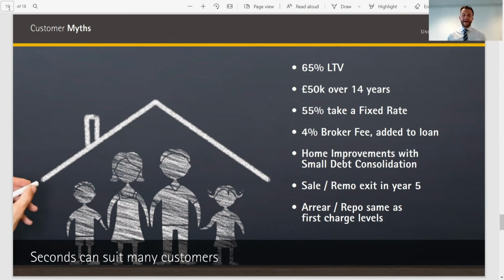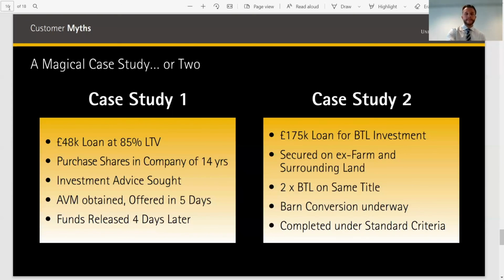And most importantly, for me, in terms of conduct outcomes, the arrears and repossession rates are basically the same from second charges to first charges. If this was a product that wasn't catering to customer needs or giving a positive customer outcome, you would see a far higher percentage there, but it's somewhere in the realm of 0.07% versus 0.1%, which is first versus second. So very, very comparable.